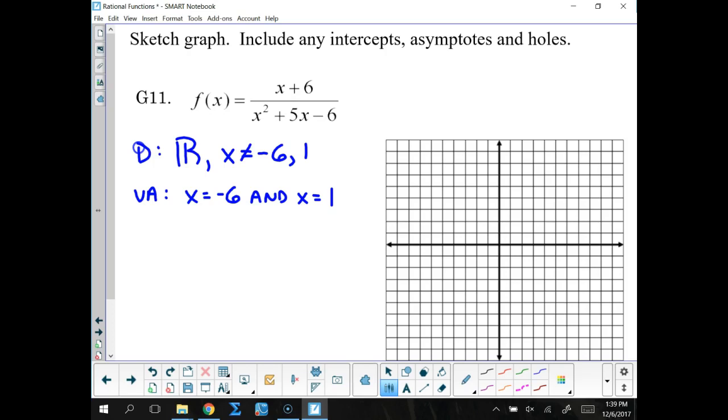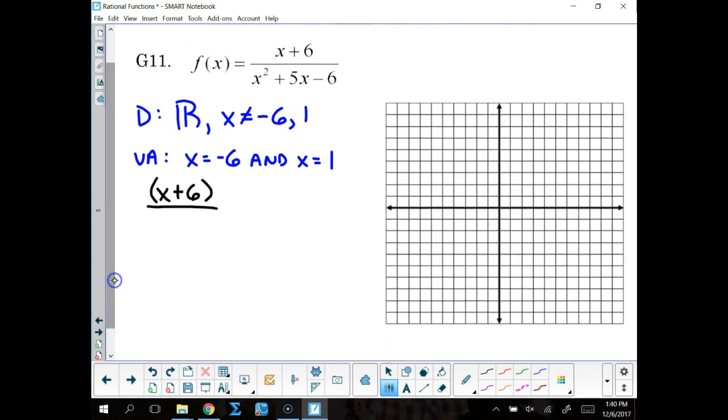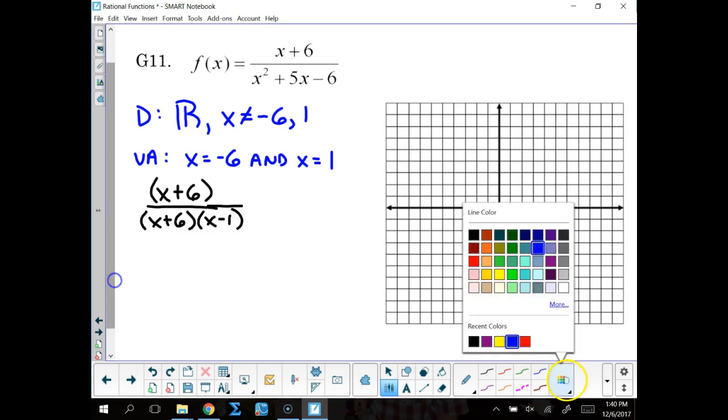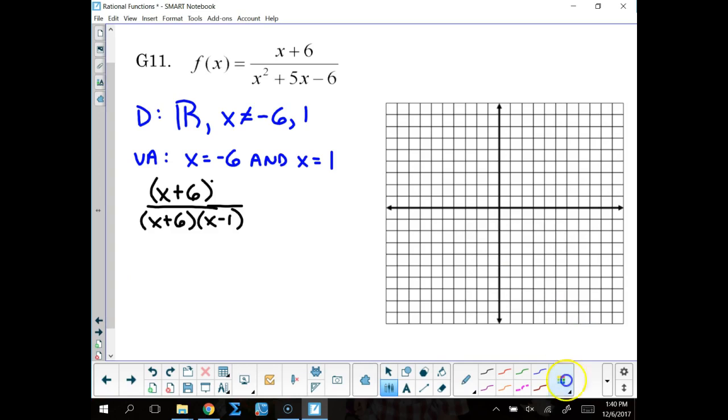So now let's factor. My numerator is x plus 6. My denominator factors to be x plus 6 and x minus 1. Agree with that? Yes? So they both have an x plus 6 on them. So, tap the brakes.